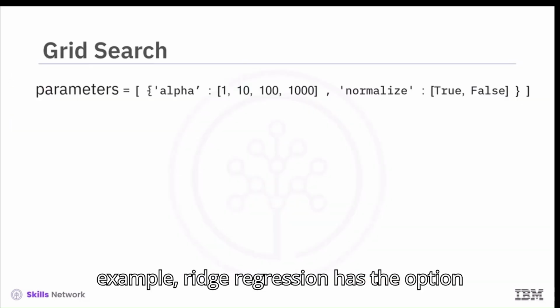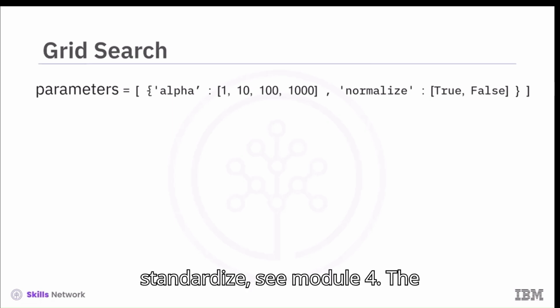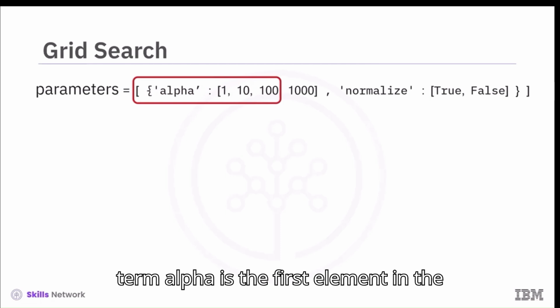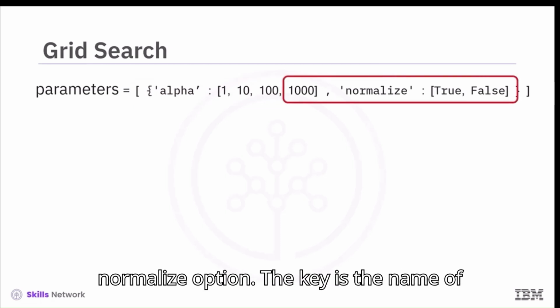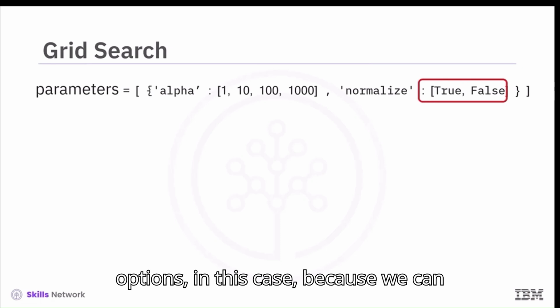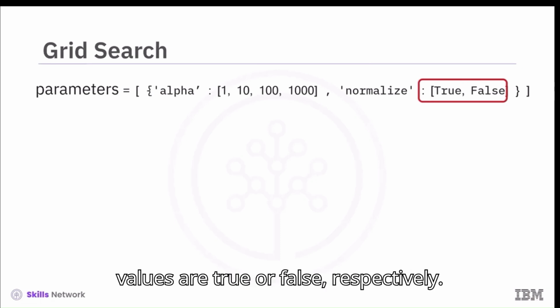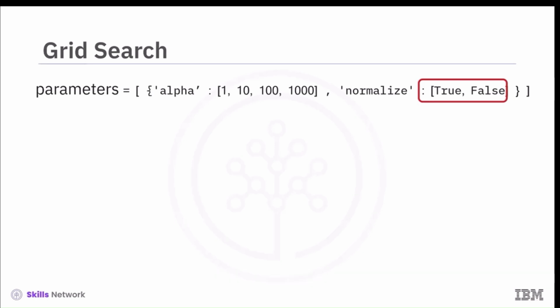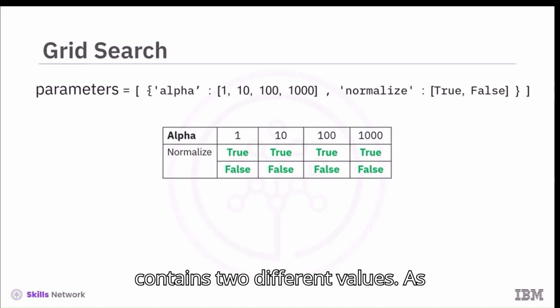For example, ridge regression has the option to normalize the data. To see how to standardize, see Module 4. The term alpha is the first element in the dictionary. The second element is the normalize option. The key is the name of the parameter. The value is the different options, in this case because we can either normalize the data or not. The values are True or False, respectively. The dictionary is a table or grid that contains two different values.